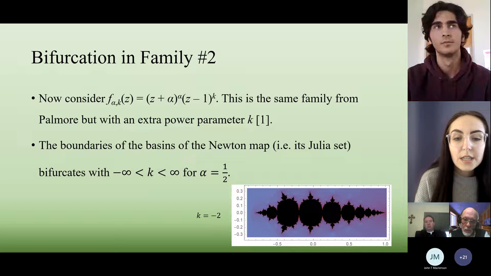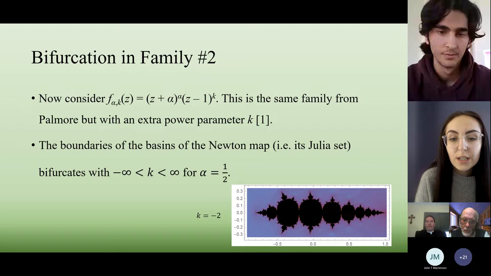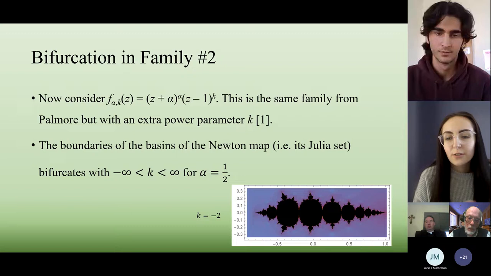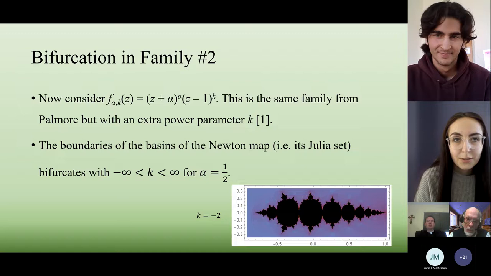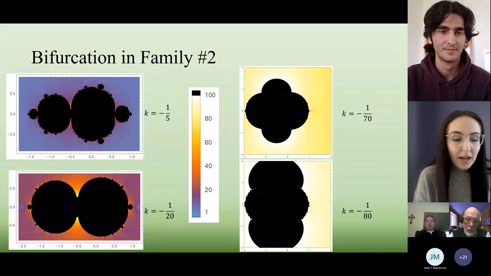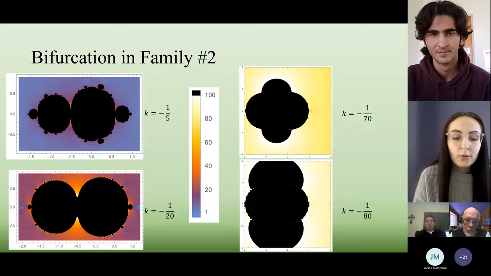And in this image right here, this is for when k is equal to negative 2. You can see by the axes that this figure is very, very small, ranging in the y-axis from negative 0.3 to positive 0.3. And you can also see that the edges of this figure are sharp. They kind of resemble a pine cone structure. So the Mathematica plots were created by iterating the Newton map of the points of the families with the varying k value over and over again until these points blew up.